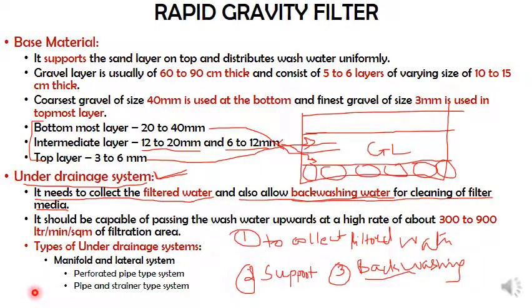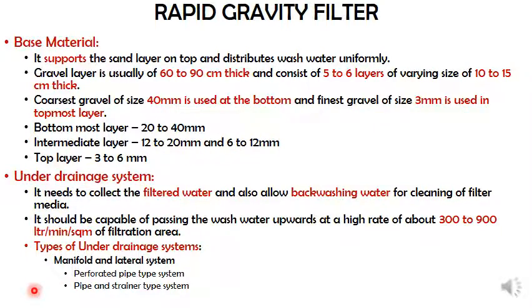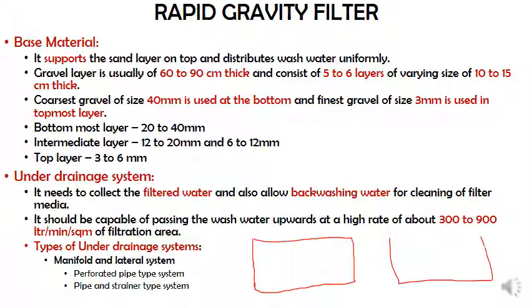What I mean by that is, imagine you have this as the plan of that particular rapid sand filter. Basically, imagine this as a section. From the bottom we are going through the under drainage system, and we usually pass the water at a very high pressure. The water discharge we usually give is from 300 to 900 liters per minute per square meter of filtration area.